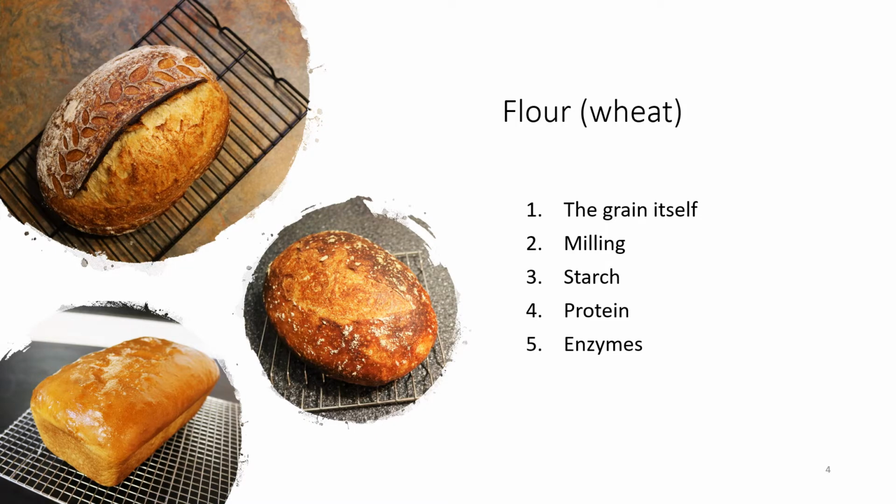So in our discussion of flour, water, yeast, and salt, first I'm going to discuss flour, and I'll focus today specifically on wheat flour because that's pretty common around the world for making bread. And that discussion will be broken up into 5 parts. The first part being the grain itself, and then the milling of flour, and then the starch that's in the flour, the protein, and the enzymes, because those are very important components of flour that contribute to the bread making process.